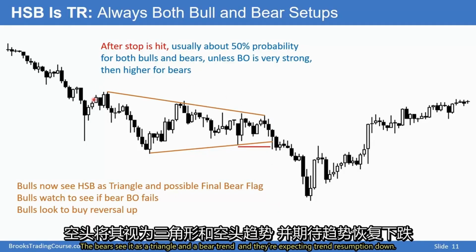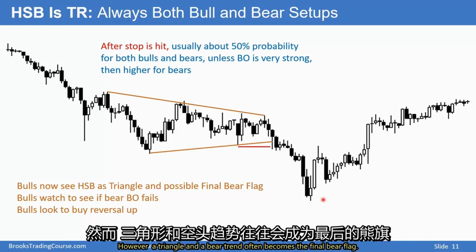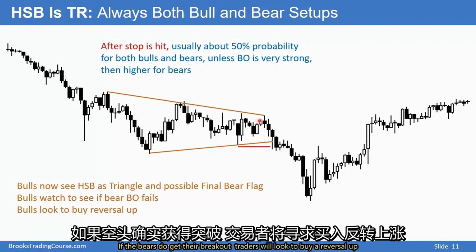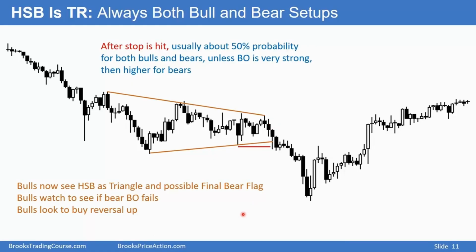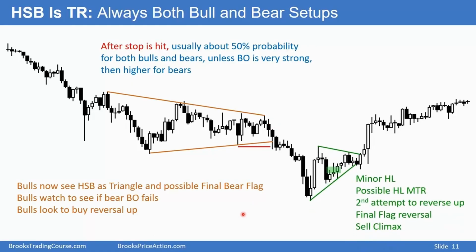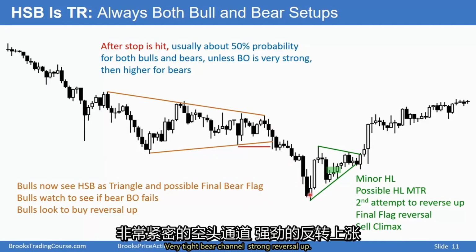The bears see it as a triangle and a bear trend, and they're expecting trend resumption down. However, a triangle and a bear trend often becomes a final bear flag. If the bears do get their breakout, traders will look to buy a reversal up, expecting the market to come back to the apex of that triangle. Very tight bear channel, strong reversal up.